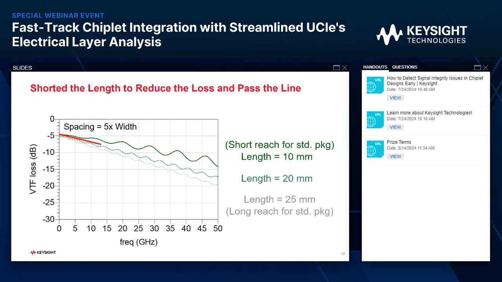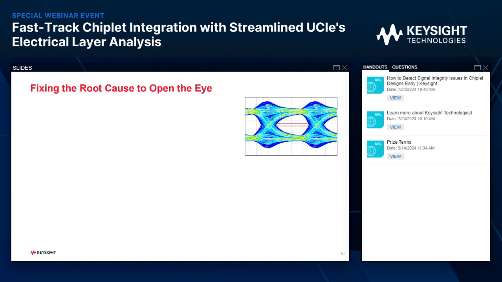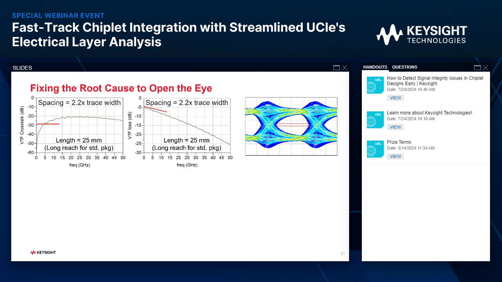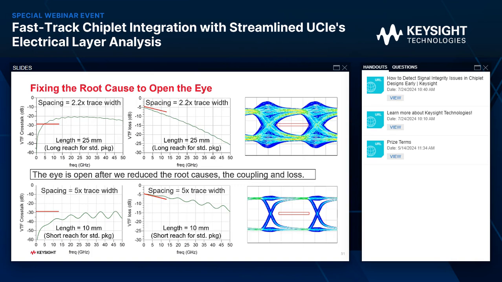Now we finally pass at 10 millimeter. This tells us that for this material selection and this geometry, we can only afford a short reach channel. That's very important to note. We can see that we started out with the eye almost closed with these metrics, 25 millimeter, 2.2 trace width apart. Once we fix the root cause, increase the spacing, shorten the length, hey, our eye is open, which tells us the important thing about reducing the root cause, the coupling, and loss.